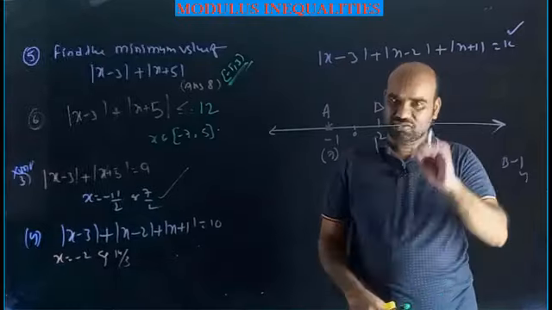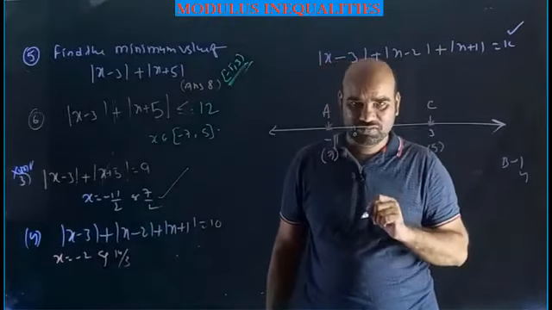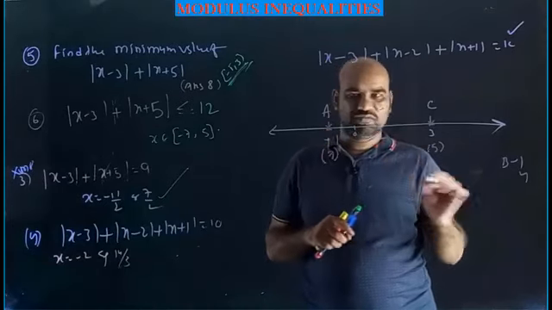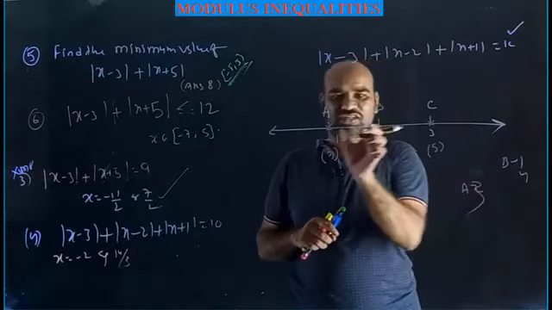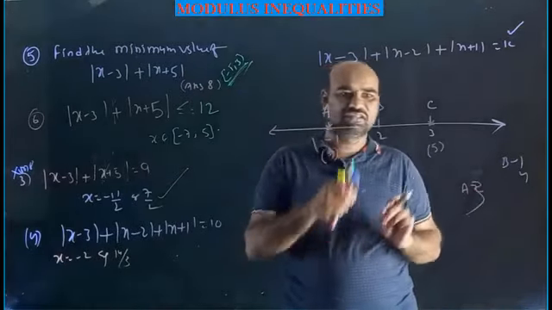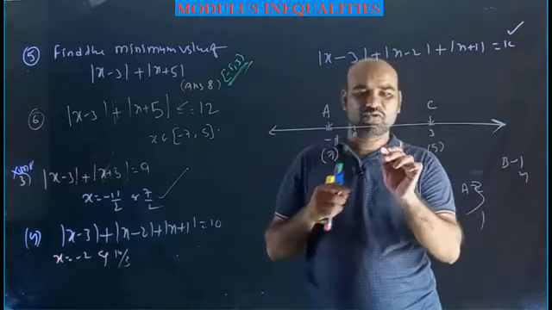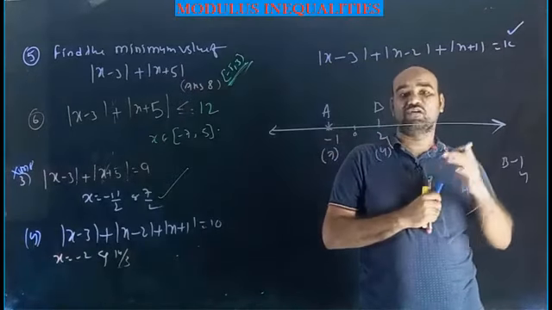Okay, understood? Interesting. They want to meet at B, for example. 1 unit, 2 units. A should travel 2 units. Sorry, 3 units. A should travel 3 units. 1 unit, 2 units. So C should travel 1 unit. 3 plus 1, 4. This is minimum than 5. This value is smaller than 5.